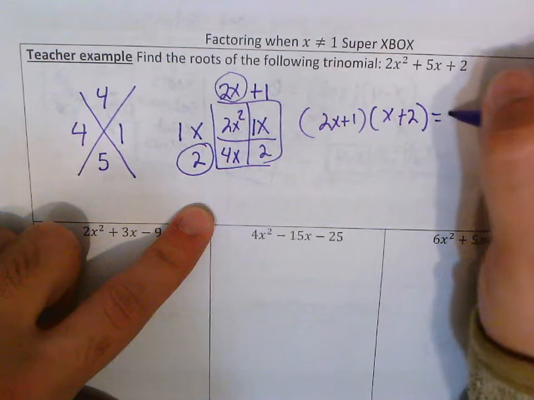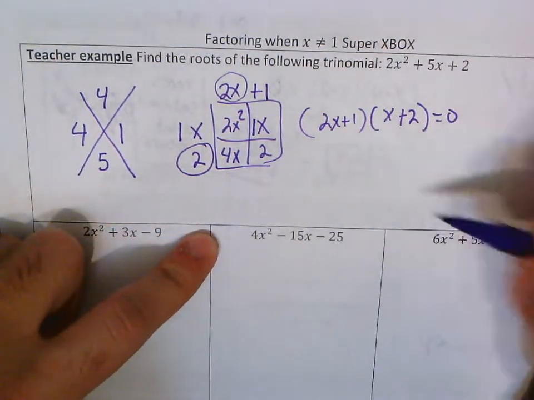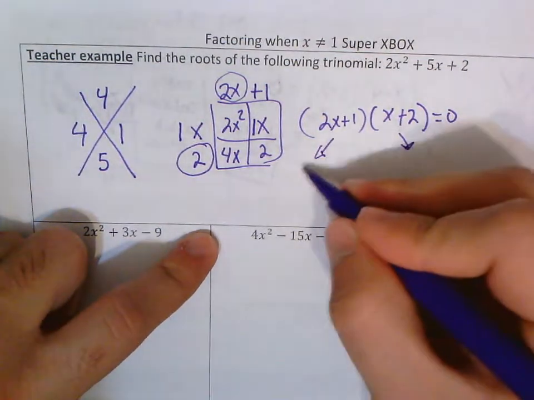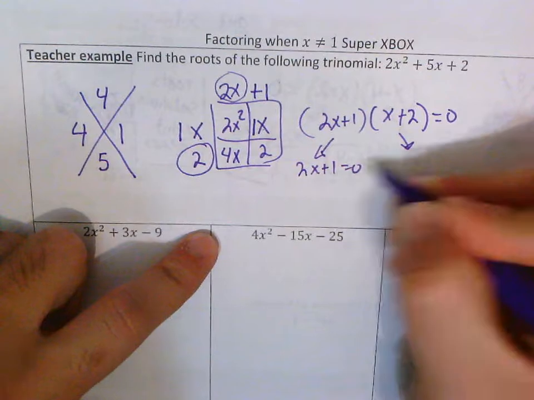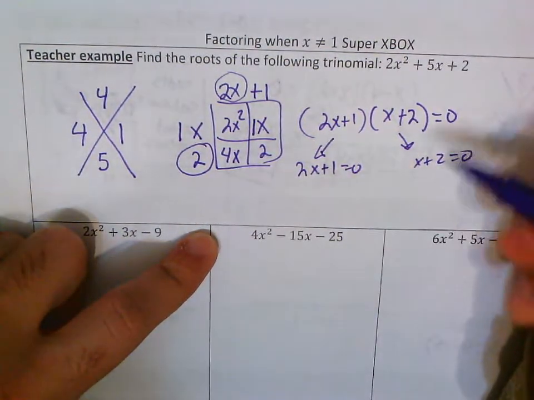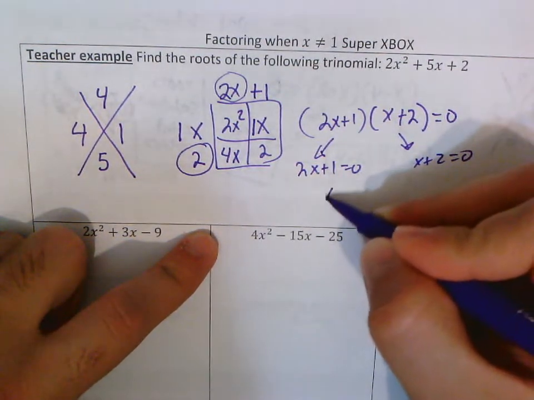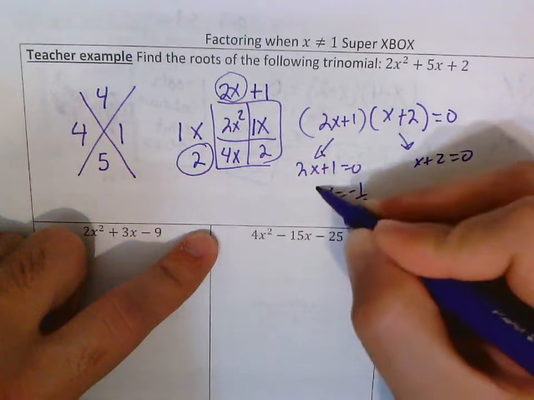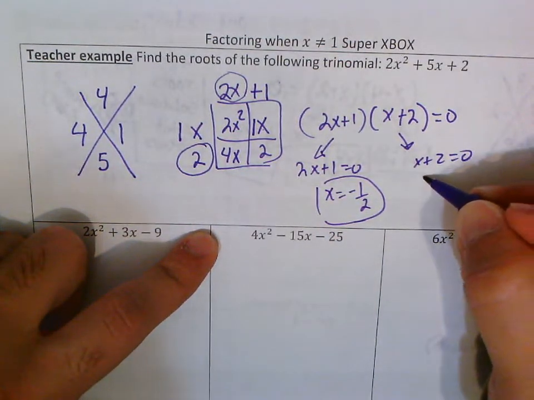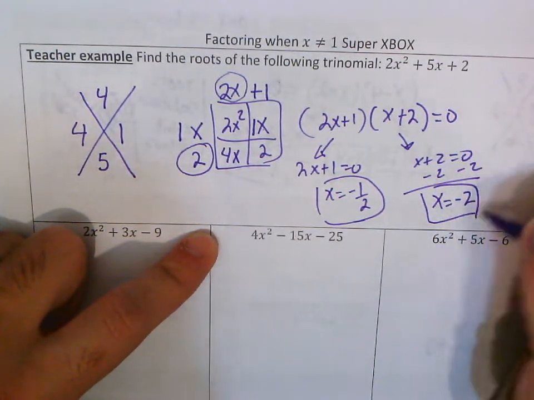And let's solve just for extra practice. If I was to solve this problem, then all I have to do is set each factor equal to 0. And then I will solve for x. If I solve for x on this one, minus 1 and then divided by 2, that will give me negative 1 over 2. And in this one, all I have to do is subtract 2 from both sides. So x is equal to negative 2.